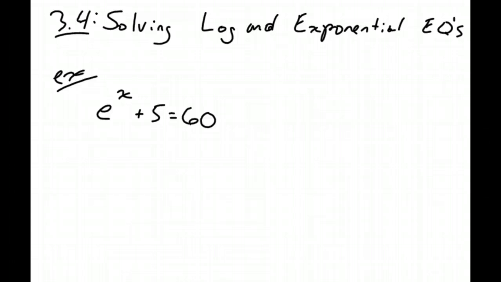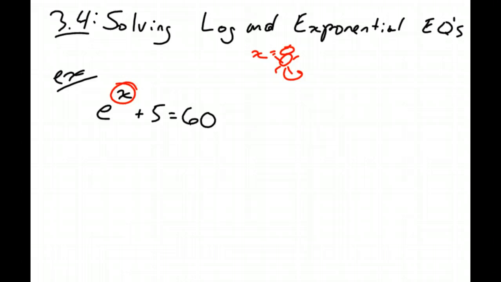I notice that I have an x in my exponent. Well, I can't just divide e, I can't subtract e. We're going to have to do something to figure out how to get this exponent, x, down to how we normally are seeing, like x equals something.